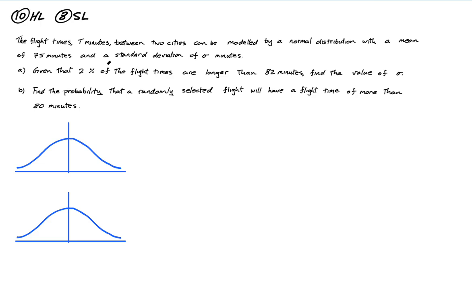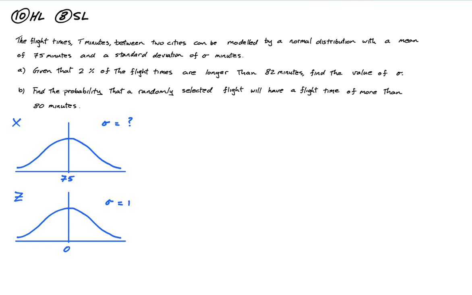So this guy has a mean. This is my x, my real world data, and this is my z. I have to go and find a z value in order to find sigma. When I don't know sigma, this is what I do. This guy has a mean of 75 and a standard deviation of I don't know what, and this guy has a mean of 0 and a standard deviation of 1.